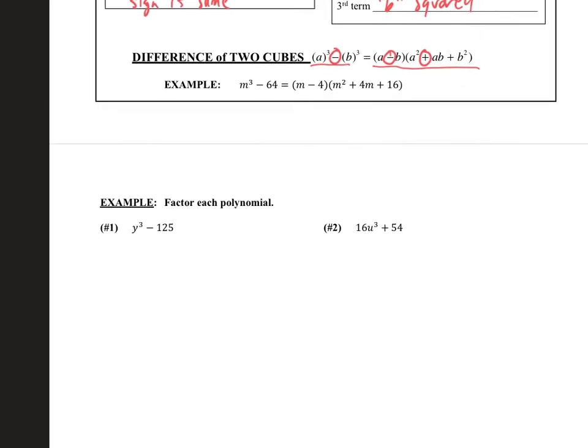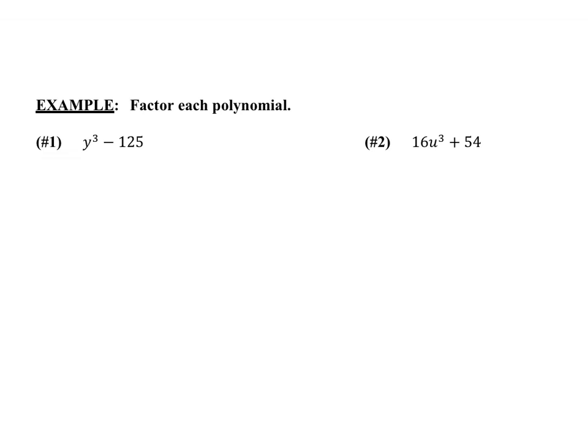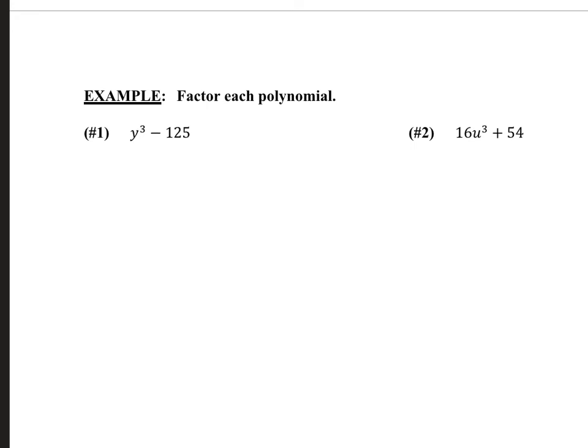All right, so let's get into some actual problems here. It took a while to get through that, but it's important stuff. Factor each polynomial. We have y cubed minus 125. Both of those are perfect cubes. The cube root of y to the third equals y. That's going to be our a value. The cube root of 125 is 5. 5 cubed is 125. That's our b.